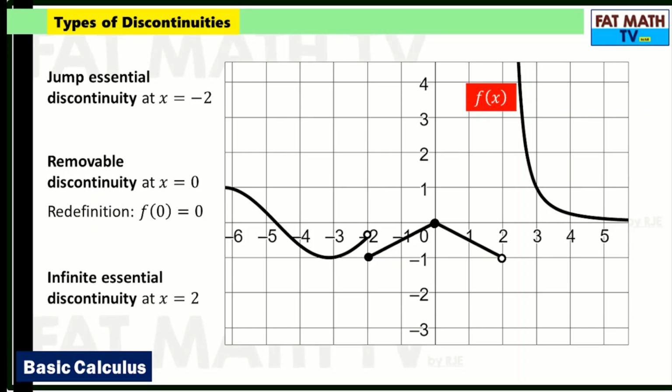And then at x equals 2, we have an infinite essential discontinuity, because the limit of f of x as x approaches 2 from the right is positive infinity. So that's why we have an infinite essential discontinuity. So we have three types of discontinuities: removable, jump essential, and infinite essential. Very easy to remember.